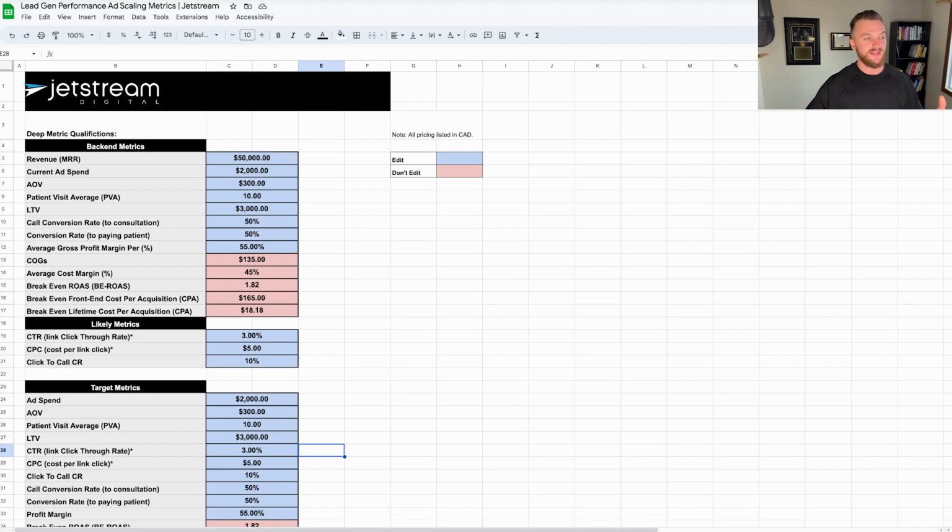So let's start here with our back-end metrics, right? We have your revenue, and it's a good idea to understand how much current revenue you're doing and how much revenue you want to be doing. So if we have our MRR at $50,000, awesome. And let's say we want to double that, to get to $100,000. Then we can extrapolate and go back to understand how much we need to spend in order to effectively double that revenue.